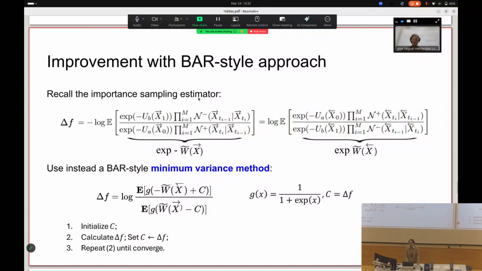And we can do even better. We can do something better than importance sampling. We know that BAR, something similar to MBAR but with only two distributions, has minimum variance. So let's do that, but with the SDE trajectories. So you can now use a minimum variance method that is going to estimate the normalization constants between the SDE trajectories. Okay?